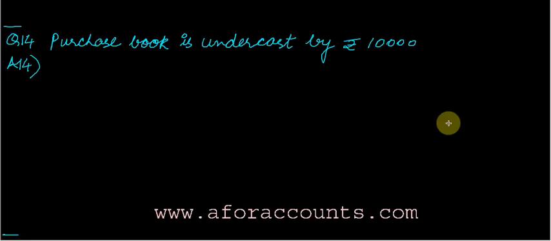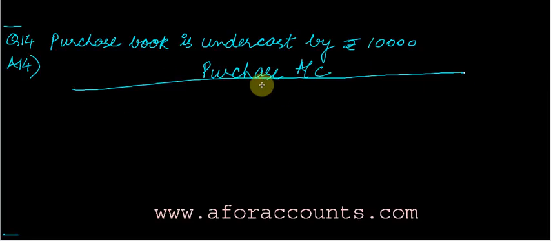Only the amount is to be written in the debit side or the credit side, which is the affected area. So I'll show you how we do it. Purchase book is undercast by rupees 10,000, means simply the purchase has been written lower by 10,000. I'll just try to open a purchase account here. Purchase account always has a debit balance. We all know that by now. Purchase is debit, sales is credit.